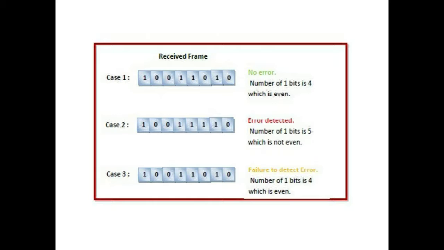First case, for the data which is being sent, he will count the number of ones, considering even parity. The number of ones is 4, even, so no error. In the second case, how many ones are there? 5. An error has occurred because it is even parity and the number of ones should be even. Therefore, in the second case, an error has occurred. In the third case, he is telling it is a failure to detect errors.